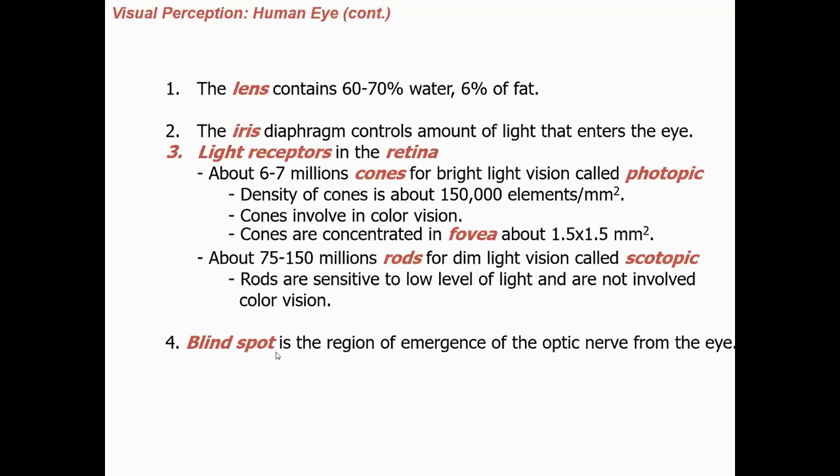And rods give a general overall picture of the field of illumination. It is not involved in color vision. It is sensitive to low levels of illumination. So the blind spot, I told you already, is a small portion of the visual field of each eye that corresponds to the position of the optic nerve, within the retina. So it is called the place where the light receptors are absent. So there is no optic nerve path here.